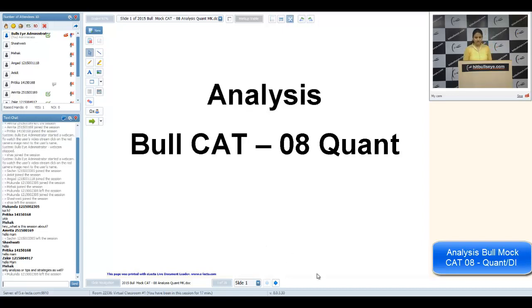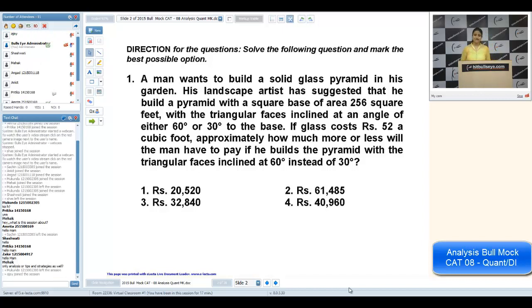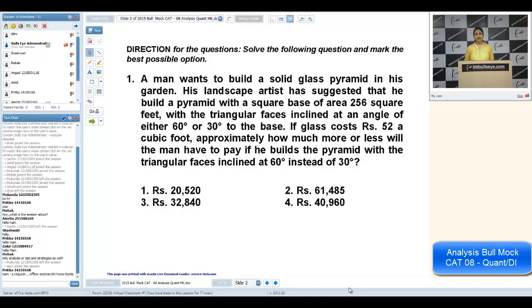I'll try to cover all the difficult questions with good shortcuts, or we can discuss the concepts as well. Okay, let us start. Okay, the very first question, that was a question of visualization. You should know the meaning of pyramid.